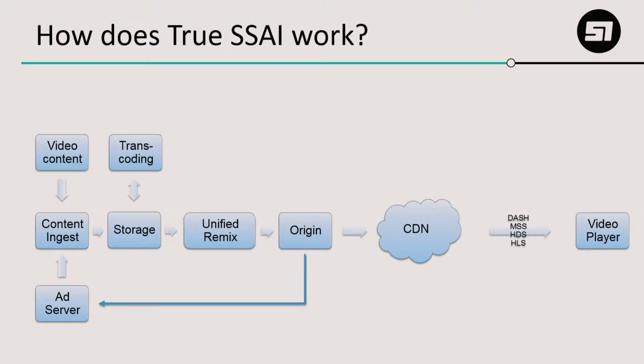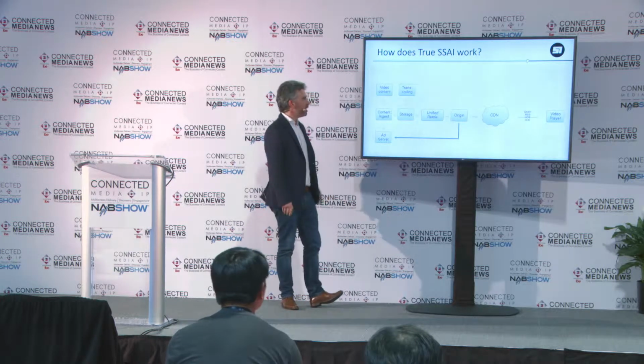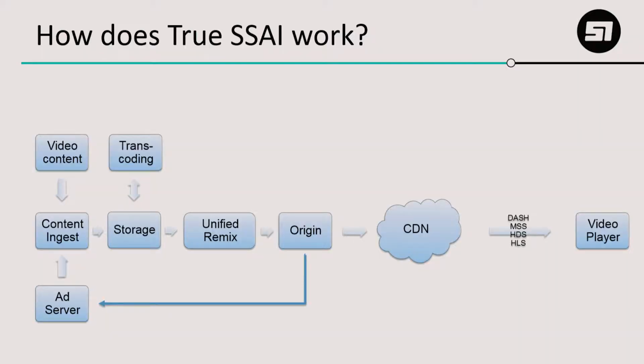It all starts with the origin. If a viewer starts watching a video, they'll do a request to the origin in order to get the manifest file, which contains everything that the user will be seeing. Server side, there will be a request to the ad server, and if the ad hasn't already been ingested into the system, then it's ingested, stored, transcoded, remixed, and then sent through the origin to the CDN and to the end user. Which is exactly the same workflow for the actual video content that the user wants to see.